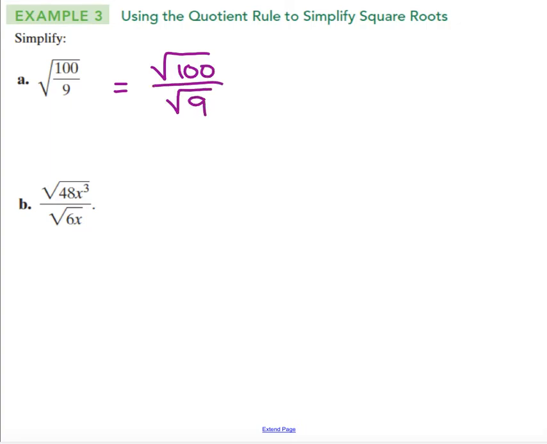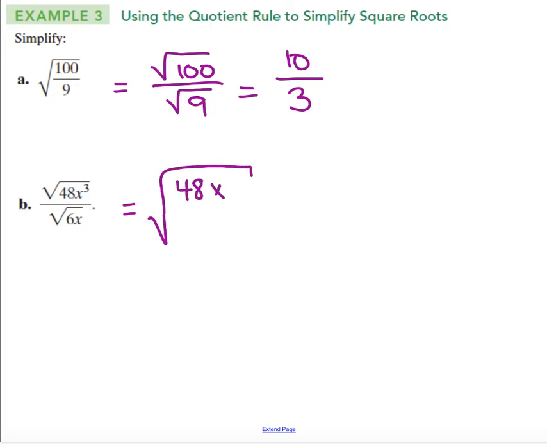So 2 radicals. Now let's look at those. They're both perfect squares. The square root of 100 is 10. Square root of 9 is 3. So it reduces down to 10/3. All right, part B. We have 2 radicals, and we want to simplify them. So sometimes it's better to combine them back into 1 radical.